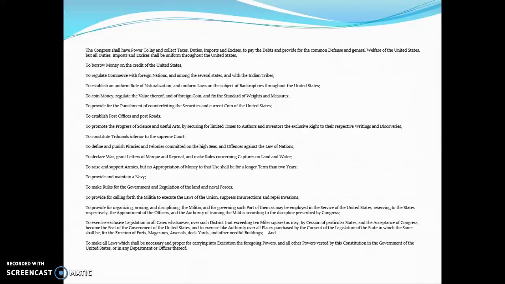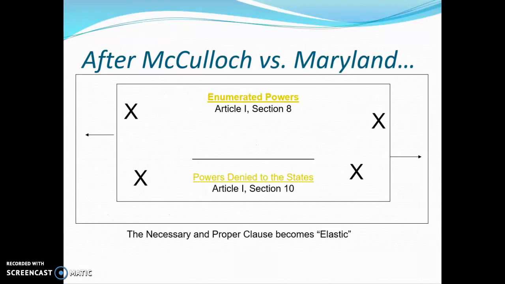Well, that screws up the whole system. So what that means is that the enumerated powers can be as big as they want, that they can have any power, because the necessary and proper clause becomes elastic. Now, never before has this necessary and proper clause been seen to be anything but reflexive. It reflects back upon the 17 enumerated powers. It's not its own power.